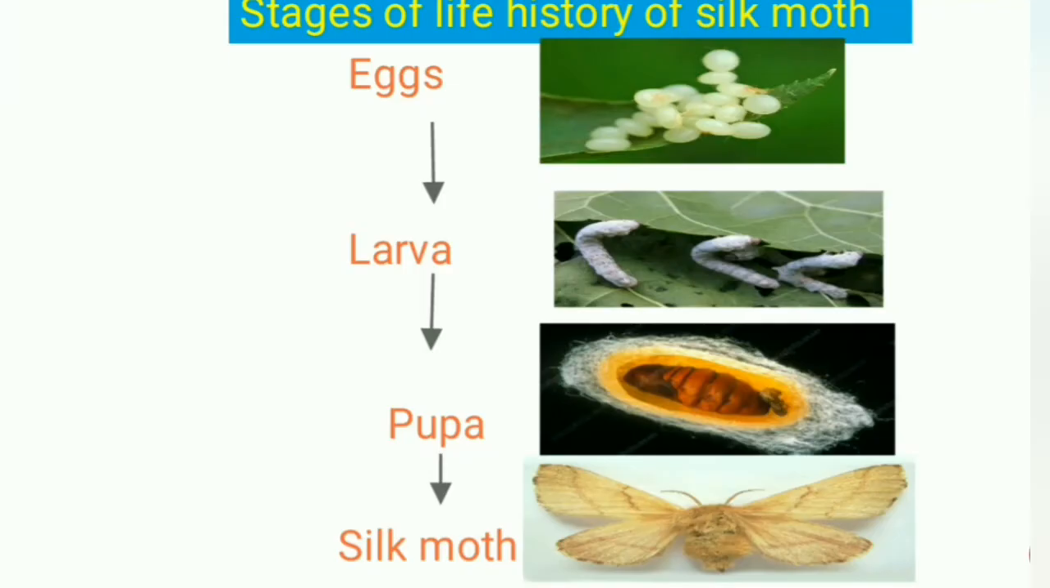Stages of life history of silkworm. First stage, an egg is the first stage of the life cycle of silkworm. Second stage, a larva or caterpillar arises after the egg cracks. Third stage, cocoon. In this stage, the silkworm spins a protective cocoon around itself. Fourth stage, pupa. The pupa stage is a motionless stage. Fifth stage, that is moth, that is silk moth.